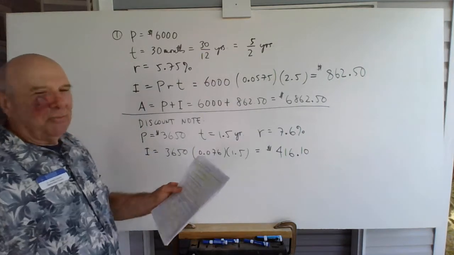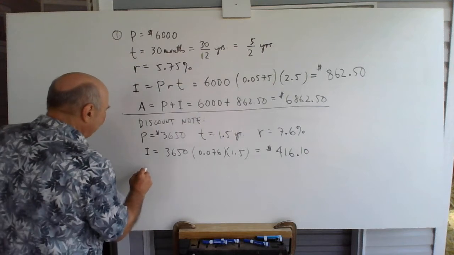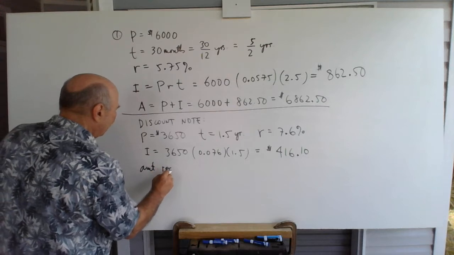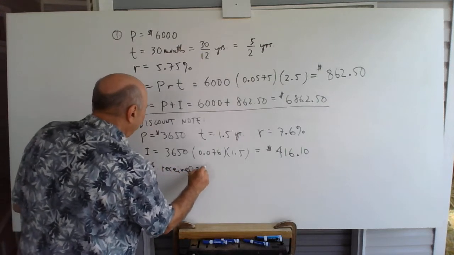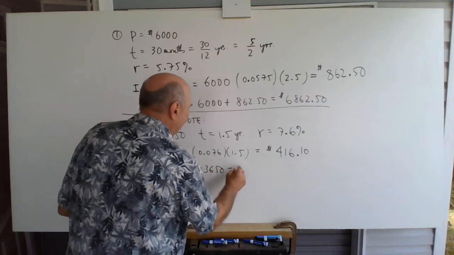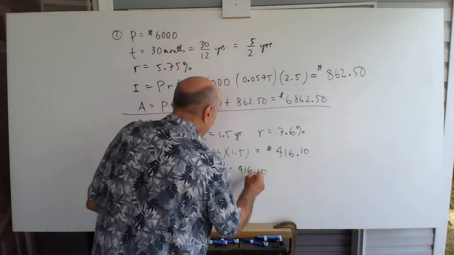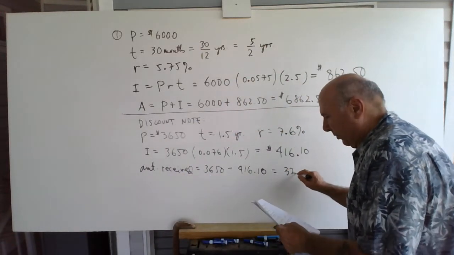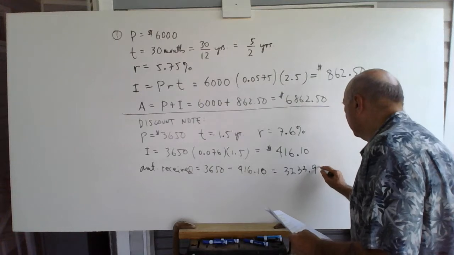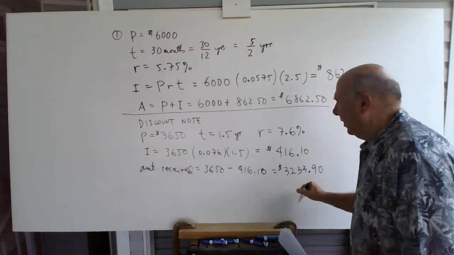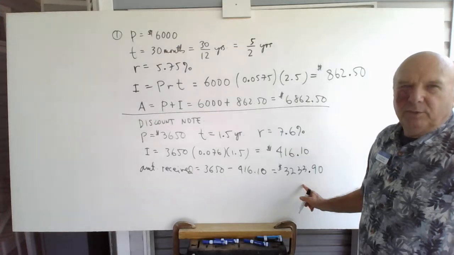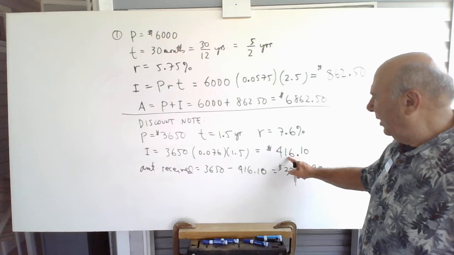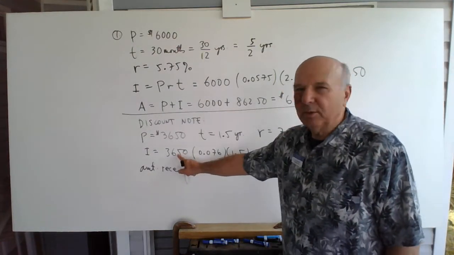So how much did she receive from the bank? So the amount she received would be the $3,650 minus the $416.10. So she actually walks out of the bank with $3,233.90. That's the actual loan. It's a discount loan. It's discounted. So that's how much she actually borrowed. So what she pays back, she pays this plus this, which is the original principal.